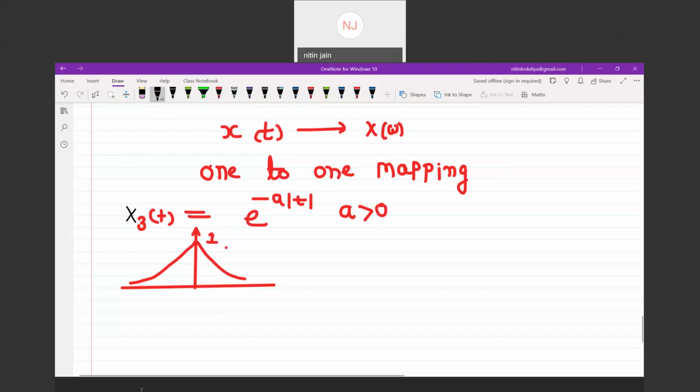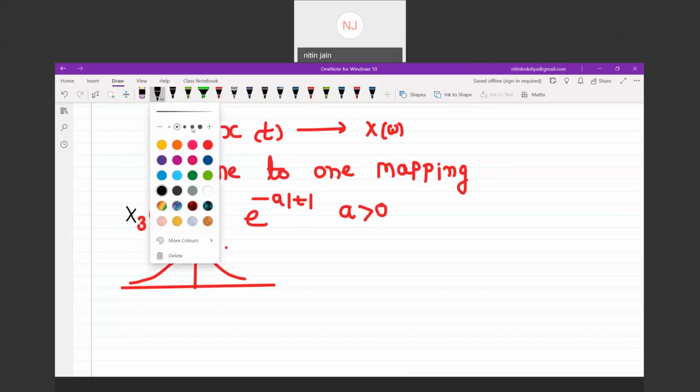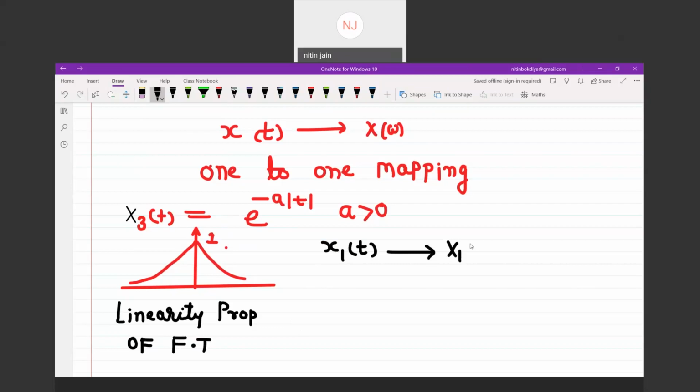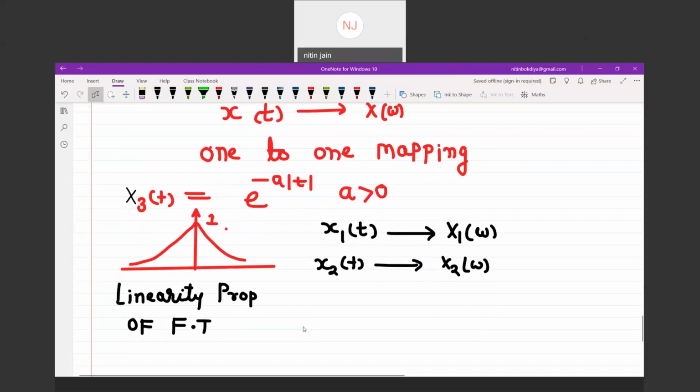Here we will use the linearity property of the Fourier transform. What it says is that suppose x1(t) has Fourier transform X1(omega), and x2(t) has Fourier transform X2(omega). Then what is linearity?